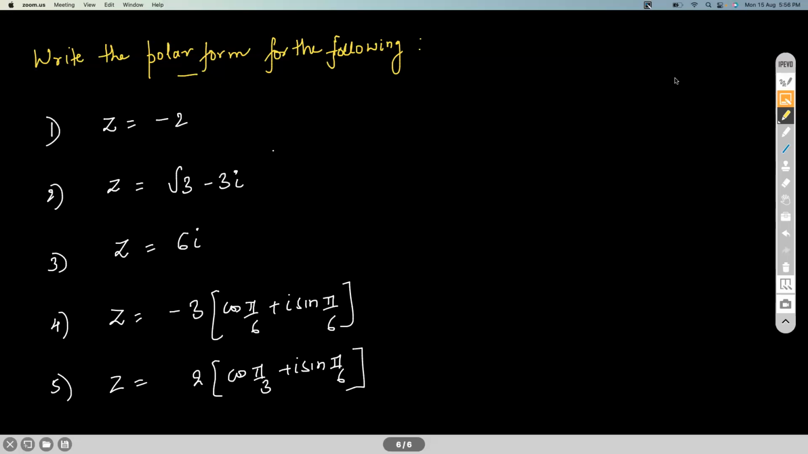No, what's the last question? z is equal to... What happened, Vikram? No, what's the last question? z is equal to 2 cos pi by 3 plus i sin pi by 6. This is 2. Sorry if it was not legible. Now it is legible.